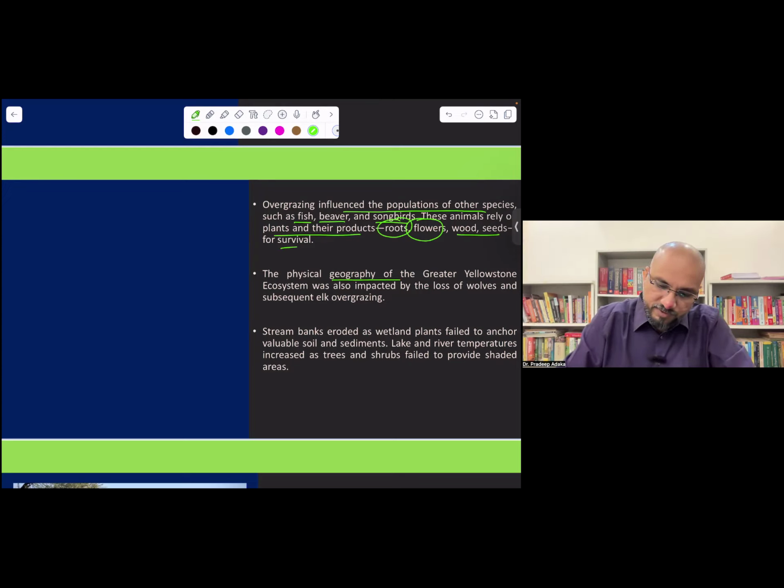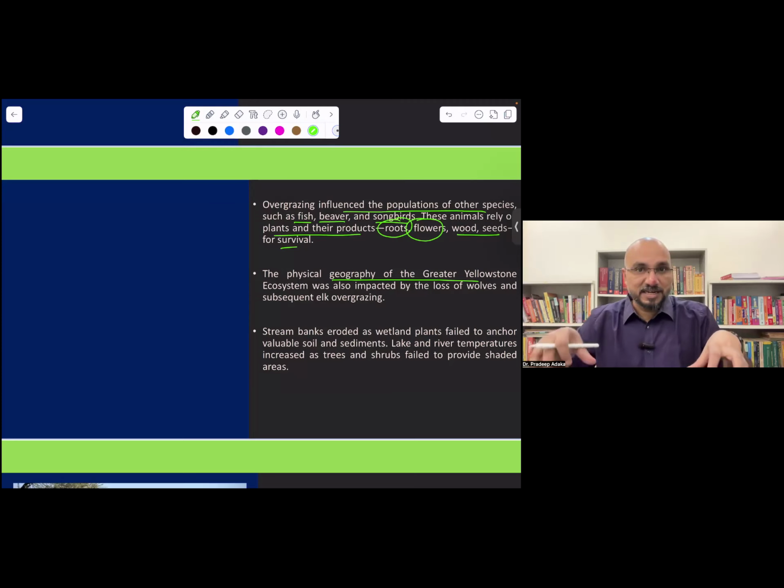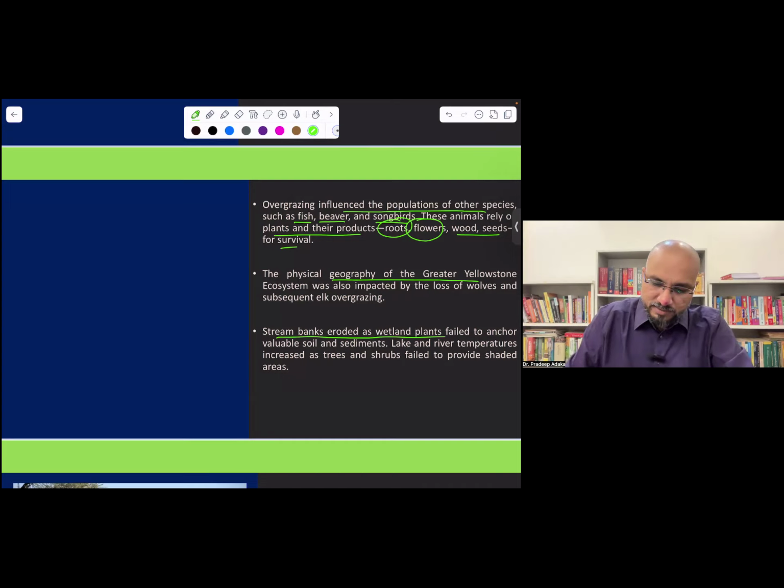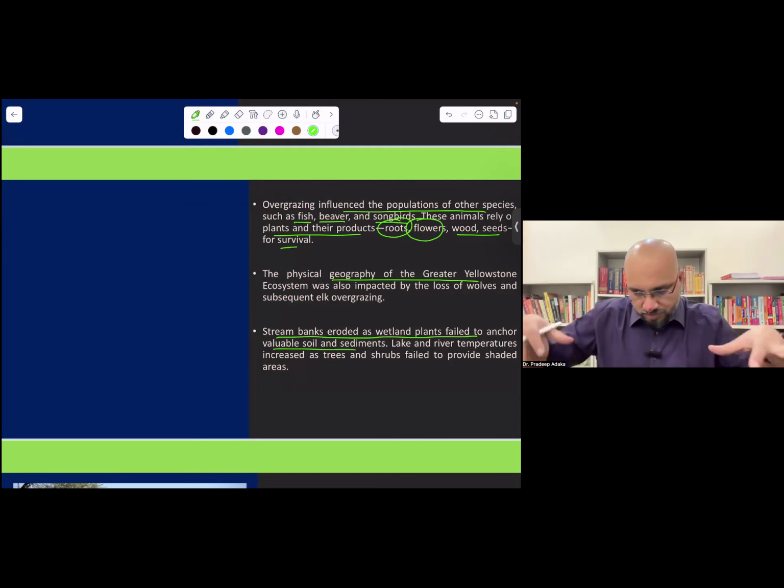So physical geography or the greater Yellowstone ecosystem was also impacted because these vegetation grasses held the soil. Now vegetation is not there, so the soil erosion continued, because there is no vegetation to hold the soil now. So stream banks eroded as wetland plants failed to anchor the valuable soil and sediments. With their roots, they used to hold the sediments and the soil. Now there is no vegetation, so soil erosion continued.